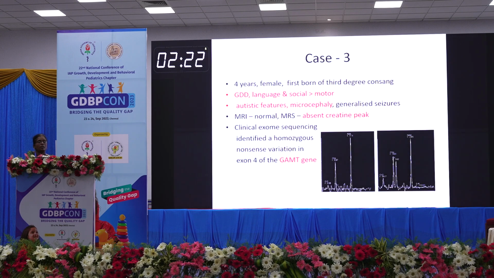Third case scenario, again motor delay and language delay, whereas social and language domains were more affected than the motor domains. The child had autistic features, microcephaly. The plain MRI was normal, but the MRS showed, the right one is the normal. You could see the NAA peak, a creatine peak, the choline, and again a creatine peak. Whereas the left one shows only 2 peaks, NAA and choline only. There is no creatine peak. So this is confirmatory of a cerebral creatine deficiency disorder. Molecular analysis showed a homozygous variation in the GAMT gene, one of the cerebral creatine deficiency disorders. Hence, in any child with an unexplained developmental delay, it is prudent that we include MRS whenever we are asking for an MRI.